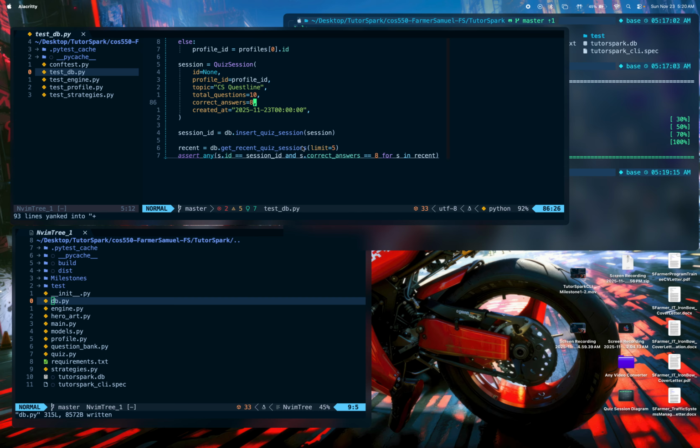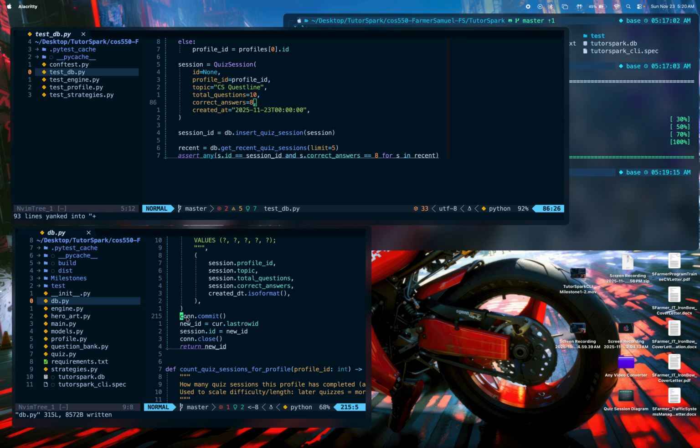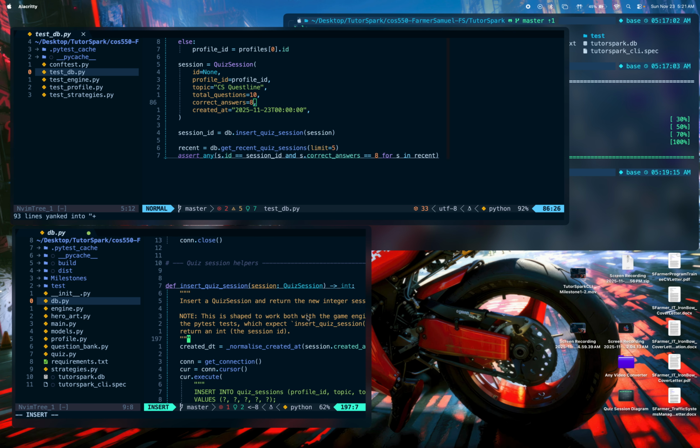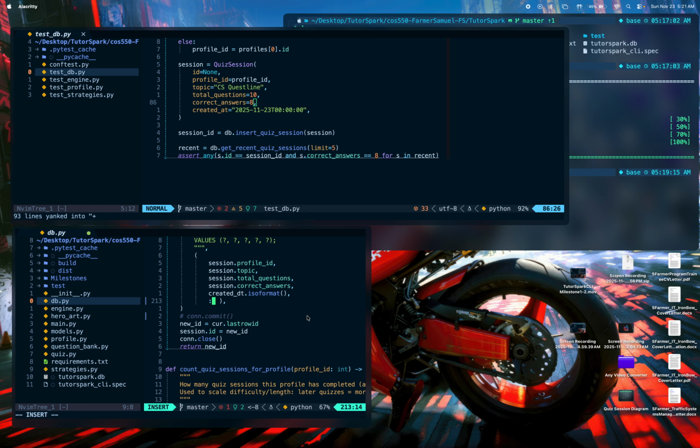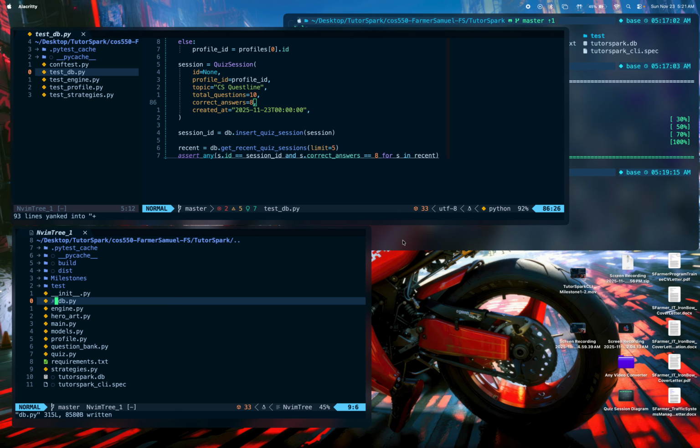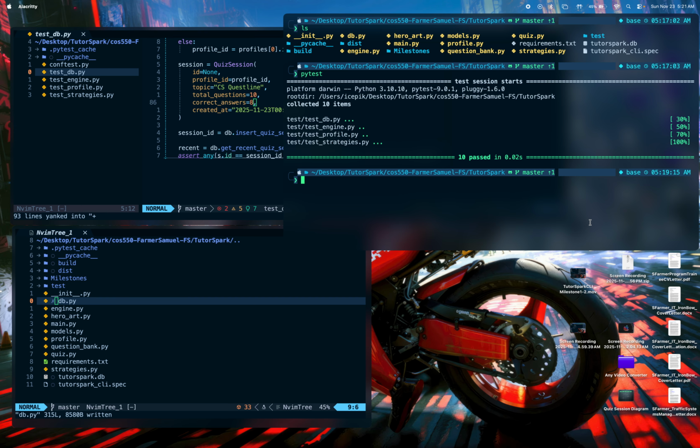Let's break this now. I'm going to introduce a realistic bug. The most common bug, a typo. Let's comment out the commit in the insert quiz session. That means that the new quiz session row is never actually committed to the database. So now we're going to save, and then we're going to run only the test on that. So let's do our PyTest.